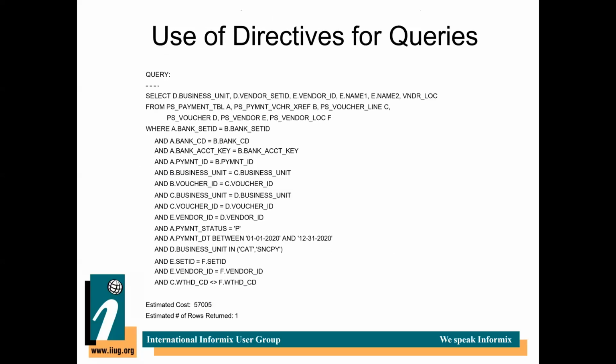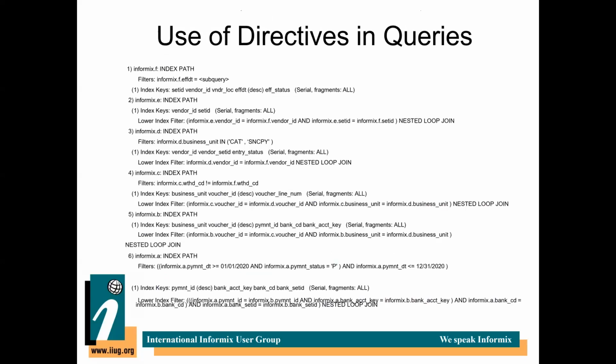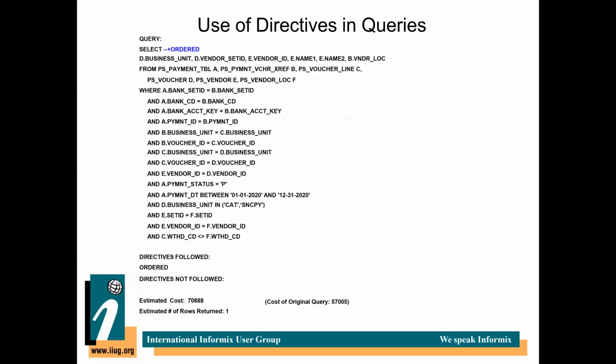Here's a case of using directives for queries. Again, here is a large SQL statement. We had an estimated cost of 57,000, but it was taking a long time to run. It did have some indexes on columns, but the query was still slow. We tried multiple ways to get it to work, but sometimes with queries, you can't get them to do what you want.